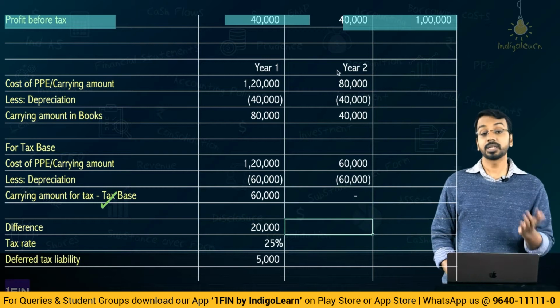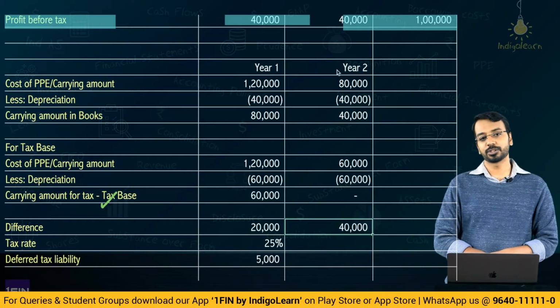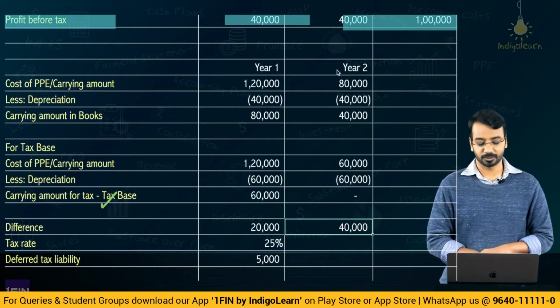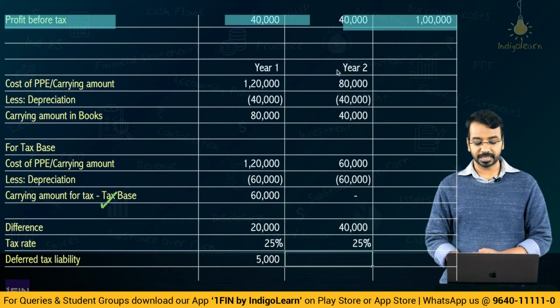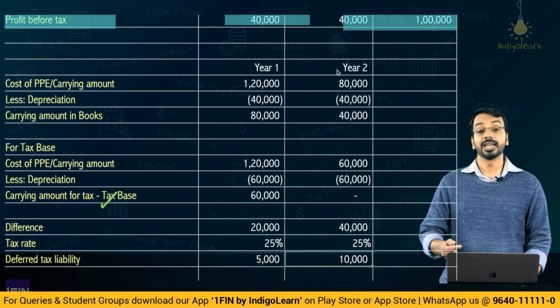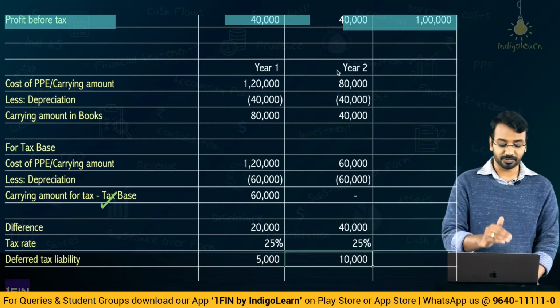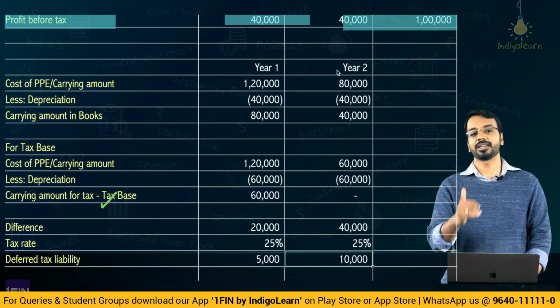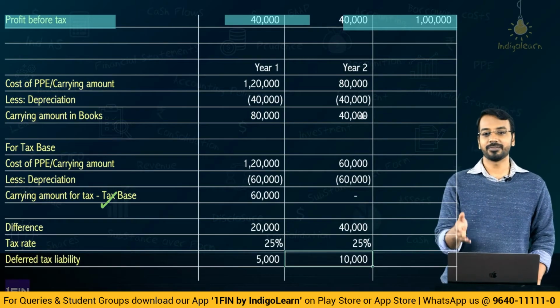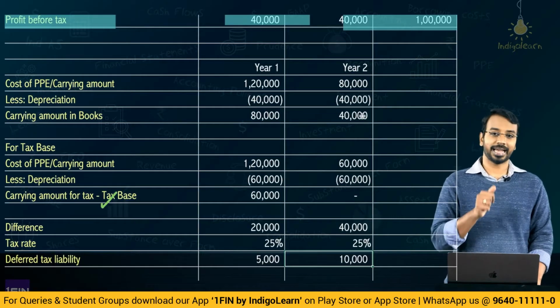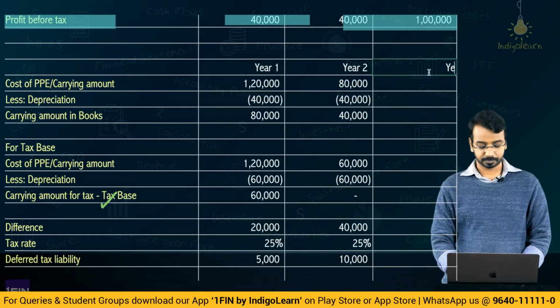Now, what is the difference? The difference is 40,000. On this 40,000, if I apply a 25% rate, I get a deferred tax liability of 10,000. Out of this 10,000, I have already recognized 5,000 in the last year. 5,000 I will recognize in the current year. So, this is the meaning of carrying amount in the books, or asset value in the books, and the tax base. Now, come to year 3.